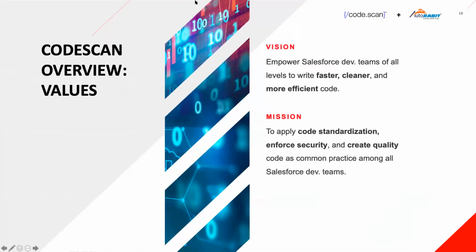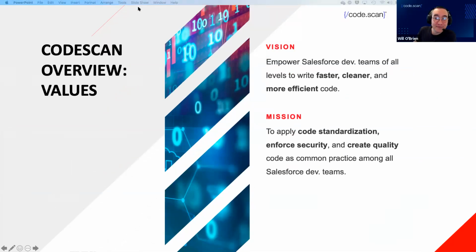So Will, on to you. Thanks, Chris. So yeah, it's great to see a lot of you are caring about code quality because that's where I come in. That's where CodeScan comes in. So at CodeScan, our vision is really to empower the development teams of your organizations to write faster and cleaner code. And that, like I mentioned before, rests a lot on getting the visibility on those issues faster. And so how we want to do that is to apply code standardization and enforce these standards to create quality code as a common practice. So really making sure that everyone knows what the standards are and having them available.